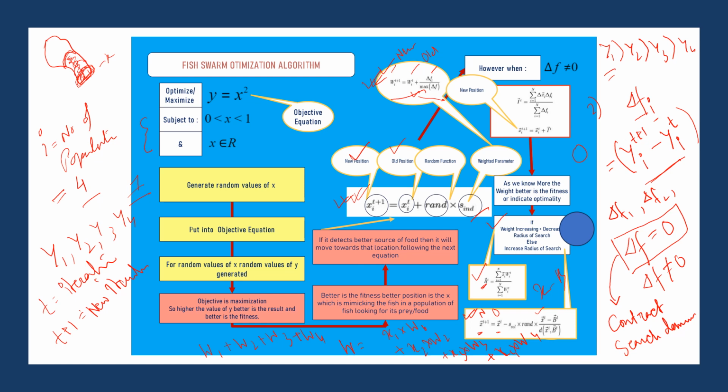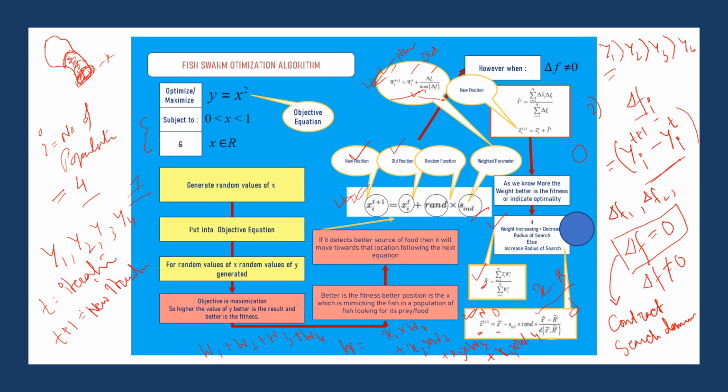divided by the distance between x and b. Okay, so this thing will also be multiplied with the random function and the weight value and then added to the old value of x. So this thing is actually x minus b, the difference of x and this b, divided by the distance between x and b. Okay, and this is the case.